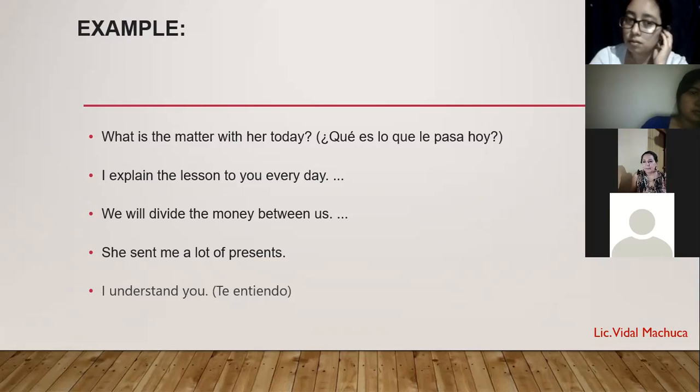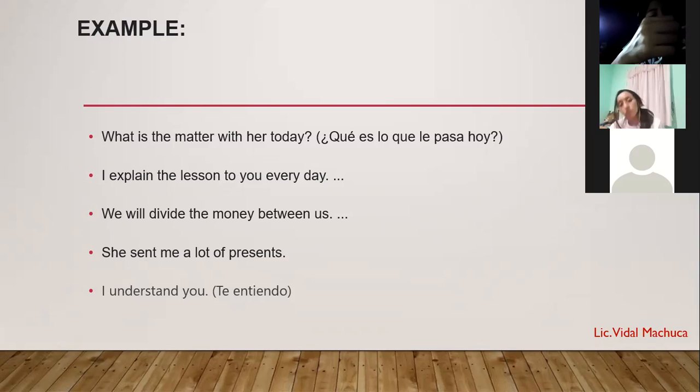You. ¿Se acuerdan que el object pronoun es el mismo you con you, el pronoun? Y es el mismo de plural y singular. ¿Ok? Entonces, a veces se confunde la persona ahí con you. Dice, you es tú. Pero en este caso es ustedes. I explain the lesson to you every day. Les explico la lección a ustedes todos los días.